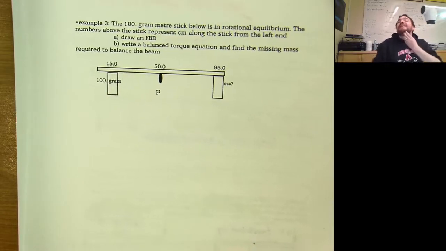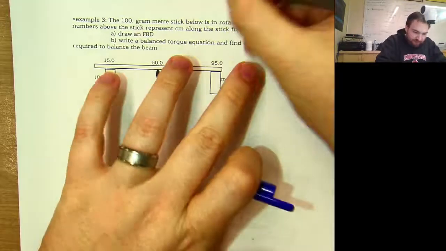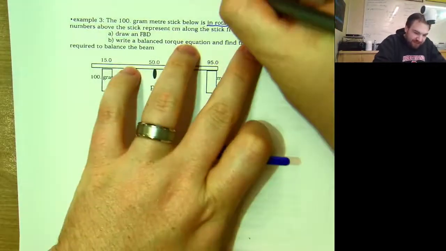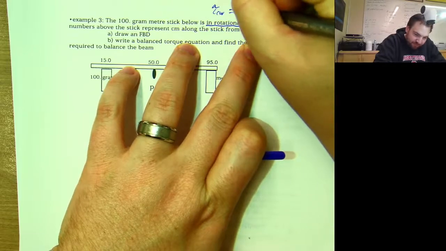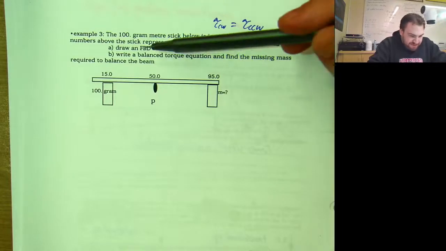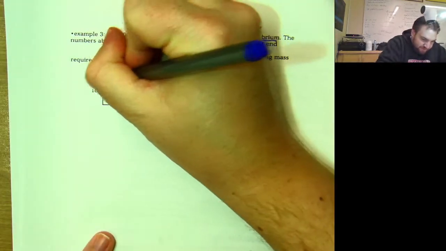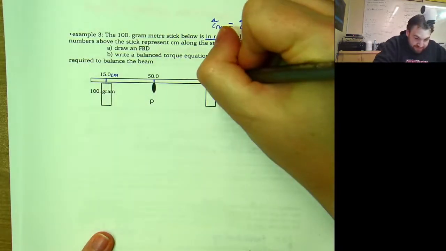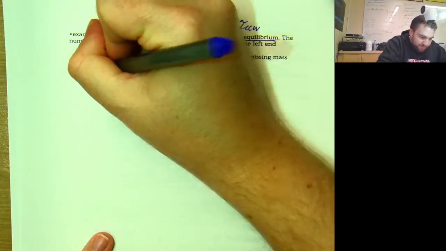Okay, so we've got a 100-gram meter stick. We're told it's in rotational equilibrium. That's important. The implication there is that my torques clockwise equal my torques counterclockwise. That's going to be useful to us. The numbers above the stick represent centimeters along the stick from the left end. So this is 15 centimeters. That's 50 centimeters, so that's right in the middle. And this is 95 centimeters. That's where that guy's hanging from. So this guy over here is obviously going to be 0.